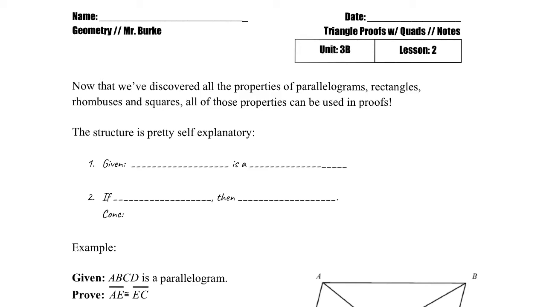Okay, so now that you know all the properties of parallelograms, rectangles, rhombuses, and squares, all of those properties can actually be used in proofs to prove, for example, triangles. The structure is actually pretty self-explanatory. You're given that a shape is a certain type of shape.